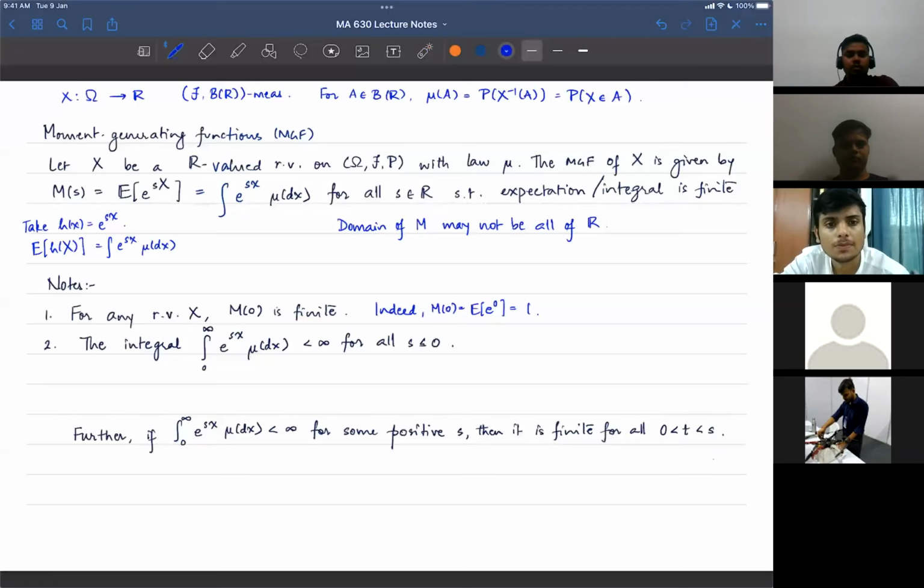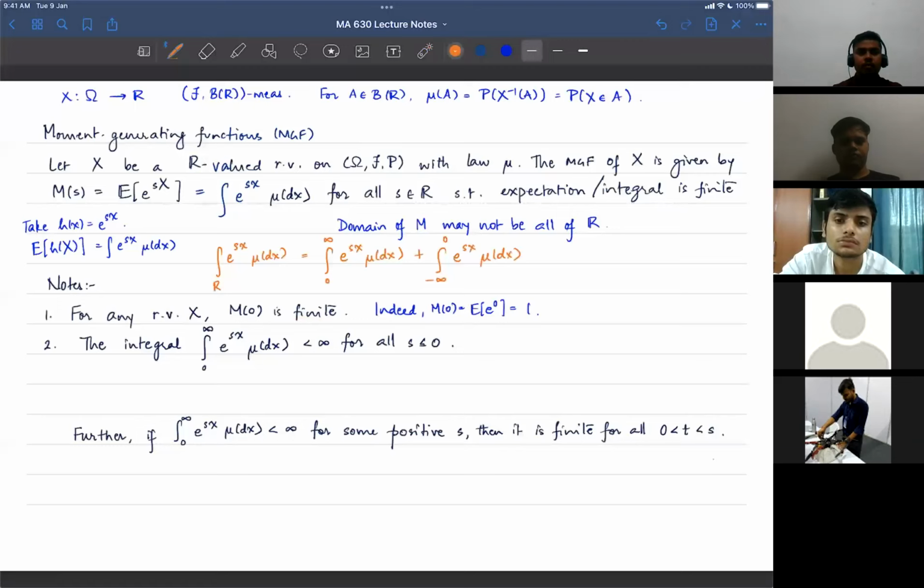Integral e to the sx mu dx, right? This is the integral over R. This is the integral 0 to infinity e to the sx mu dx plus integral minus infinity to 0 e to the sx mu dx. Why is this true? Well, the integral over the whole is the sum of the integrals over the parts. Right?